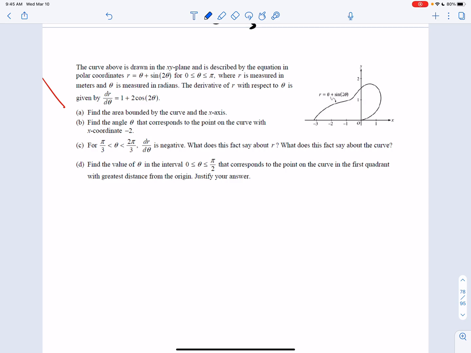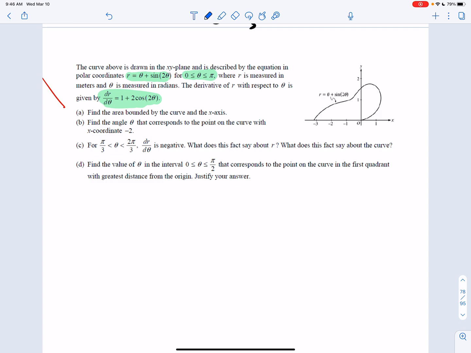Here's the third out of the 5 FRQs for polar. Here we go. So we have this curve here. They give us a picture, which is great. We don't have to graph it on our own. We have r equals theta plus sine 2 theta. They even give us a bound, which is awesome. They even give us the derivative here.